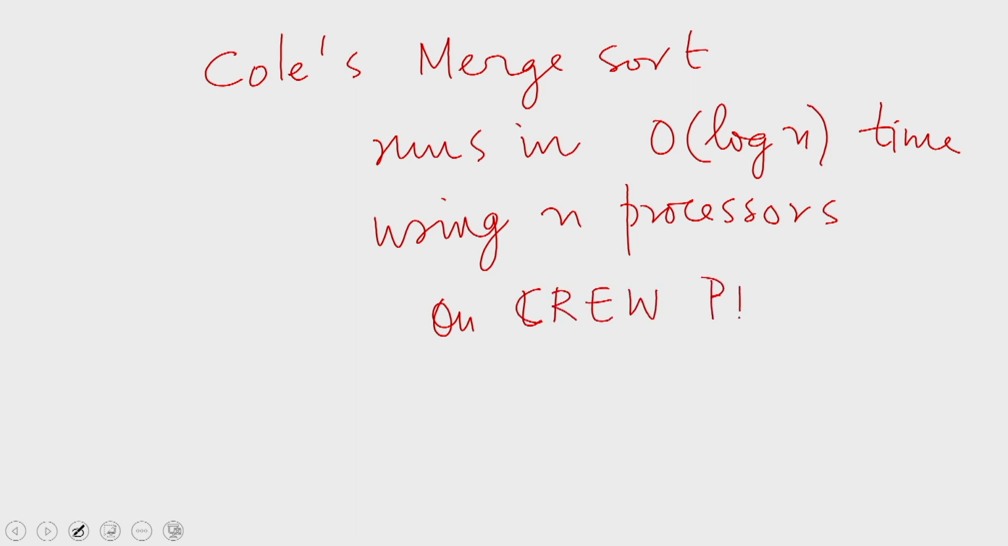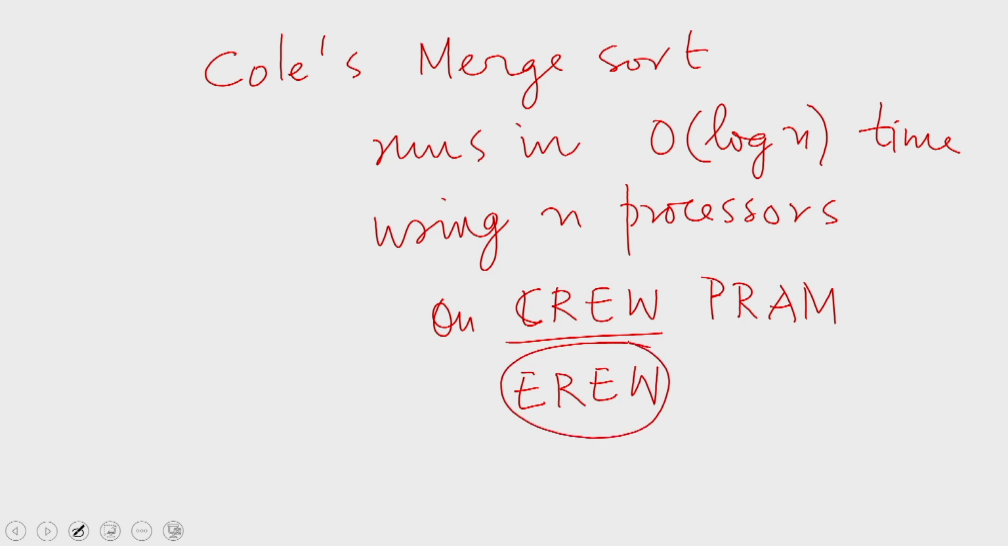The implementation that we have discussed is for the CREW PRAM. There is another implementation, a slightly more involved one, which runs on the EREW PRAM for the same complexity. That is, n numbers can be sorted on an EREW PRAM in order of log n time using n processors. The EREW version is outside the scope of this course, so we will not be discussing this.